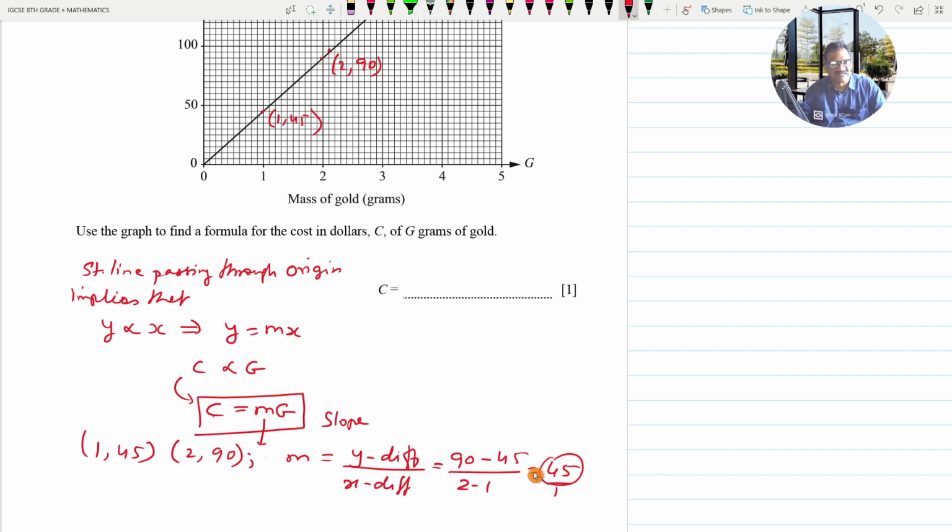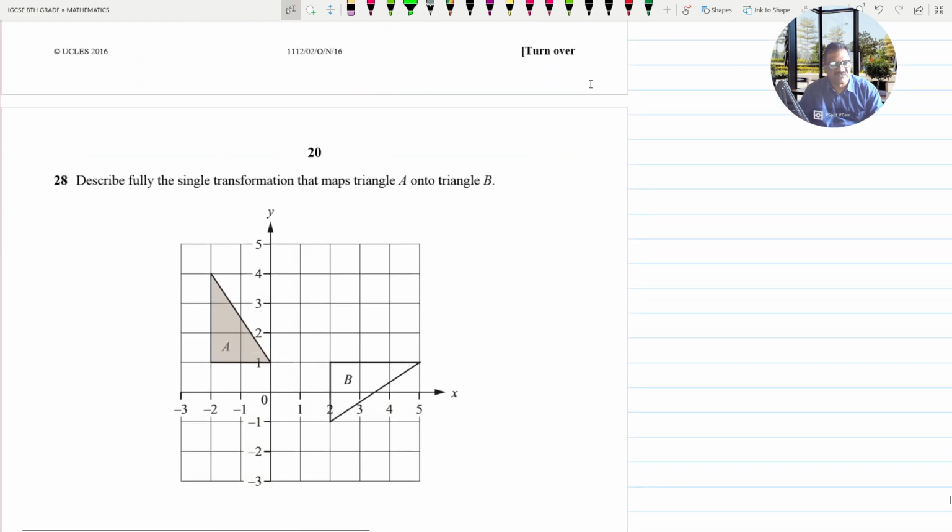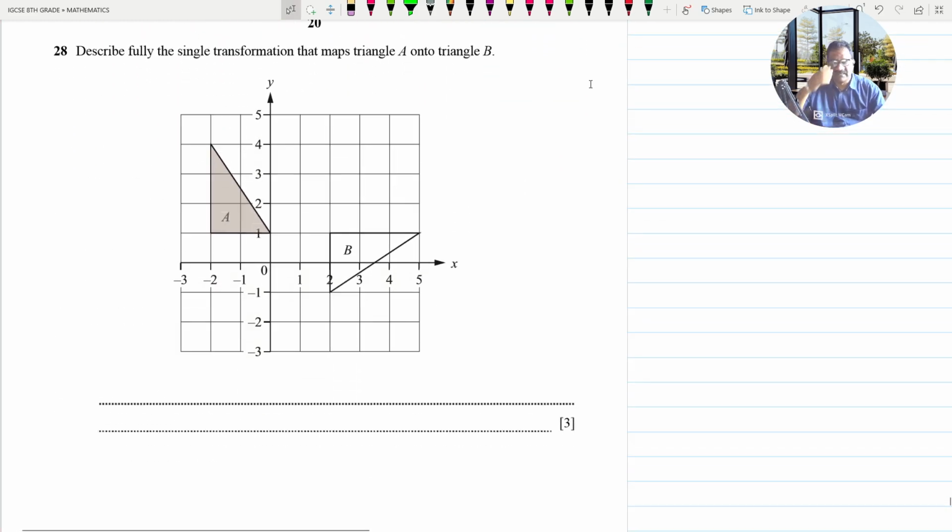Your m is 45. So in this formula, if you put the m value, you'll get c is equal to 45 times g. So c will be equal to 45g. This is the answer for question number 27. And now coming to the last question of this paper, that is 28.